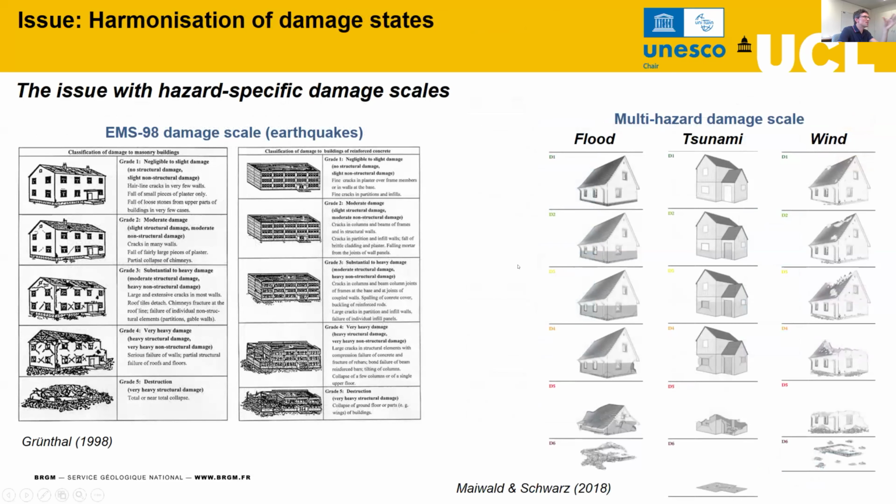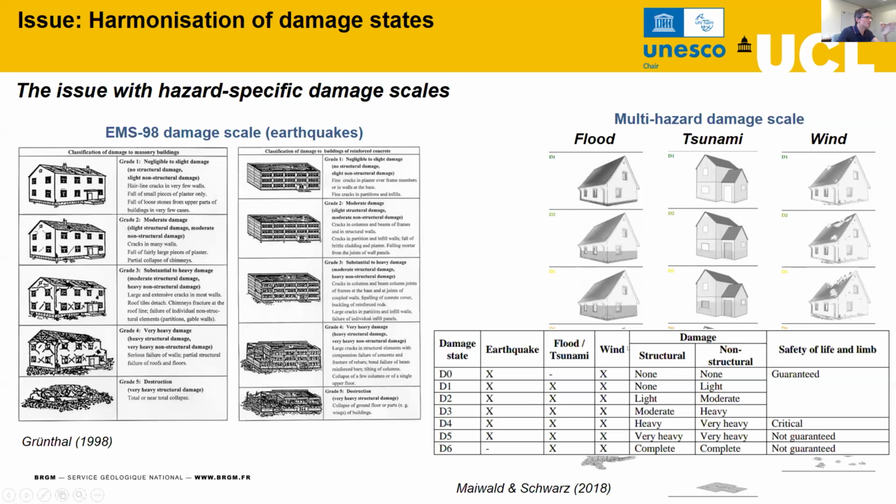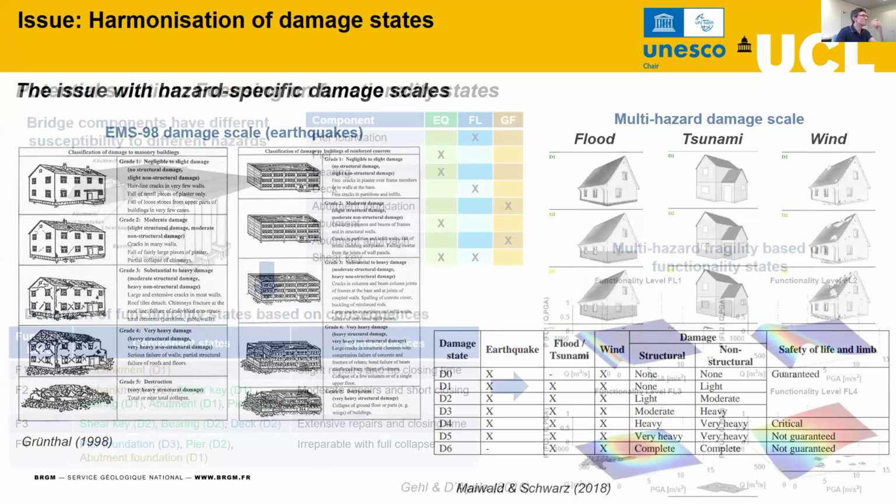The second issue is the harmonization of damage states. For instance, here you have the EMS-98 damage scale in the case of earthquake. There have been some efforts to define damage scales for flood, tsunami and wind. Here we have a paper by Maiwald and Schwarz on this subject, trying to make them harmonized and fit between the different hazards. This is quite difficult to understand and apprehend when you have to harmonize outputs from different fragility models.